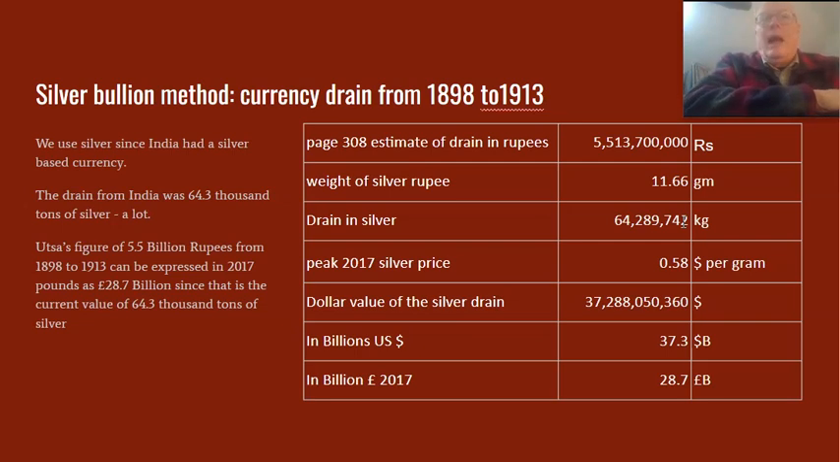And we can then look at what 64,000 tons of silver would be worth now. So we look at the current price, not now, 2017. So we look at the highest price that silver had in 2017, which was 58 US cents per gram, and we can convert that into pounds. What that conversion does, based on metallic currency, is estimate that it would be 28 billion pounds, which is obviously a large sum of money, because 64,000 tons of silver is a hell of a lot of silver. Obviously, the actual silver wasn't exported. The transfers were done via a combination of the private banking system and the state currency boards.